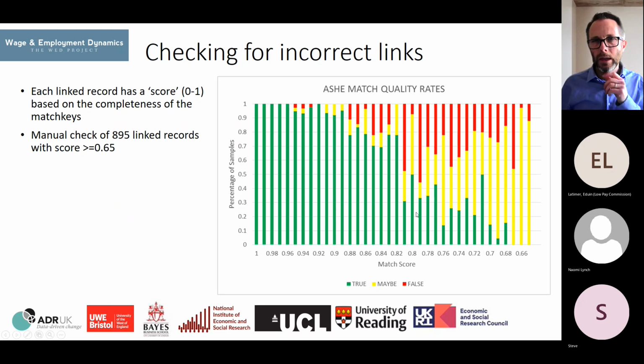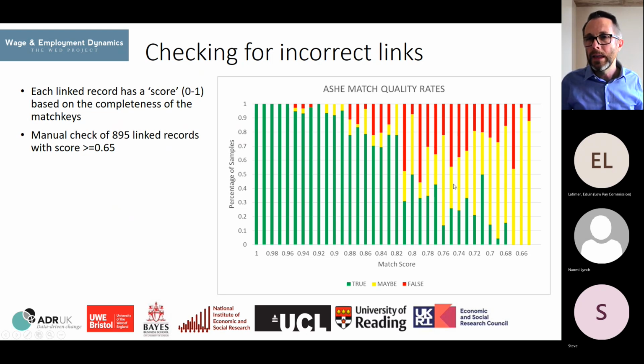And so what ONS are doing through the manual checking process is they're looking at samples of records with different scores to see how many of those records actually look like true matches when you visually inspect the records and the data. So they do that for these different samples. And what you can see on this chart is the green bars are the percentage of records within that particular sample where a manual checker has said, yes, that looks like a true match.